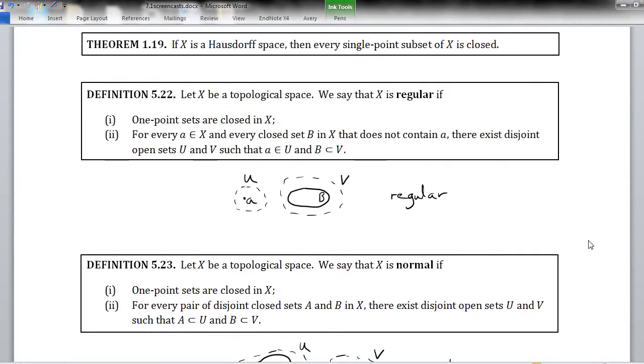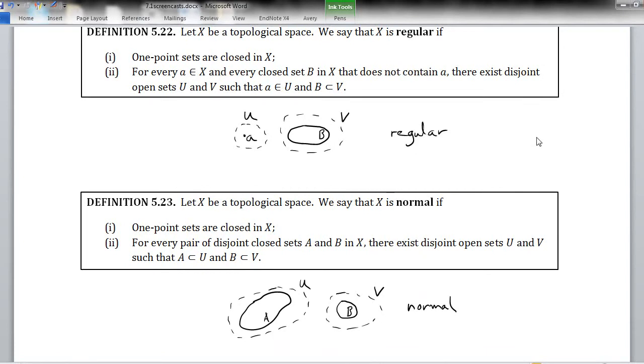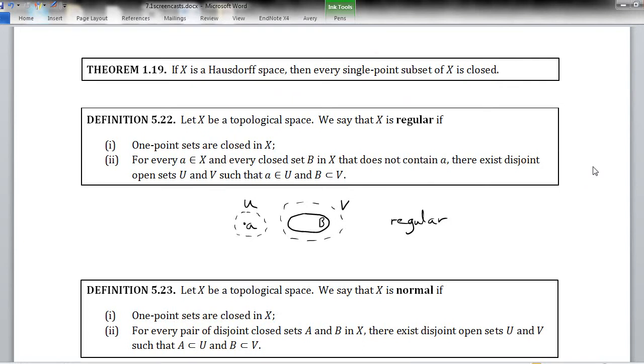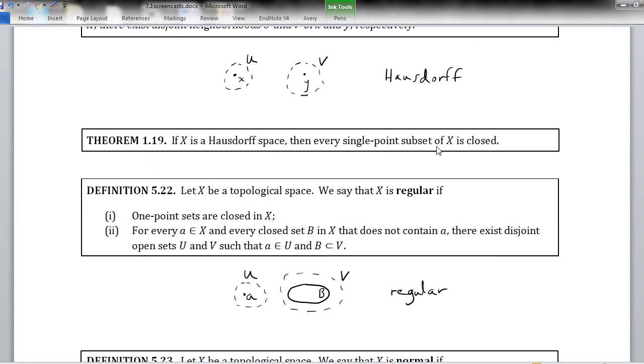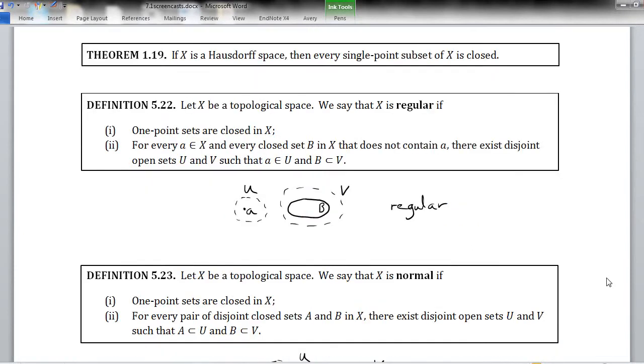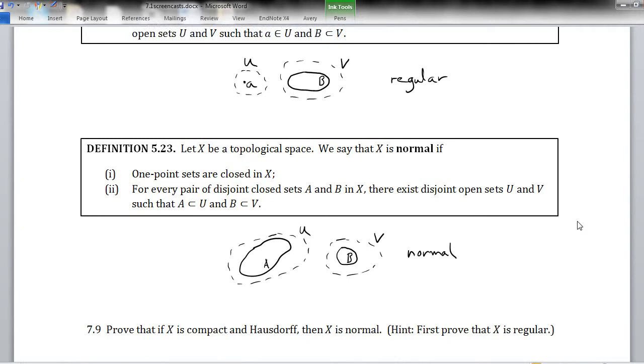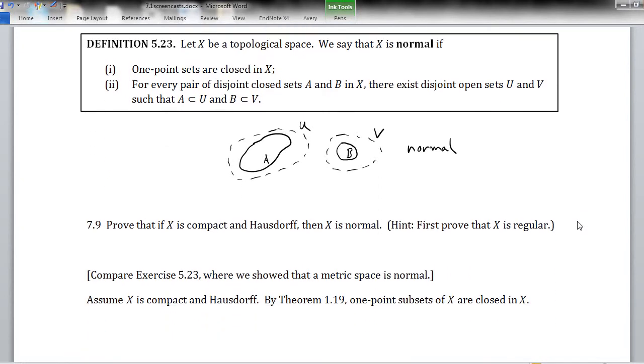All right, so in general, normal implies regular, and regular implies Hausdorff. And it turns out that it is possible for a space to be Hausdorff and not regular, and it is possible for a space to be regular and not normal. Okay, but that situation doesn't happen for nice spaces, in particular for compact spaces. In exercise 7.9, we're going to prove that if X is compact and Hausdorff, then it's automatically, well, first we'll show that it's regular, and then we'll show that it's normal. Okay, so for compact spaces, these 3 separation properties are actually equivalent.